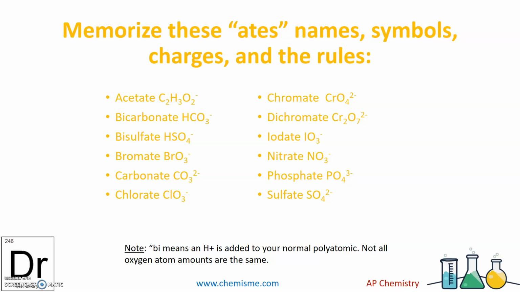Note that the bi means there's an extra hydrogen, a plus, added to your polyatomic. So if you look at carbonate, it was CO3 minus 2. Bicarbonate is HCO3 just minus, right? So that will save you from memorizing them. So again, sulfate is SO4 minus 2. Bisulfate is HSO4 and just minus.